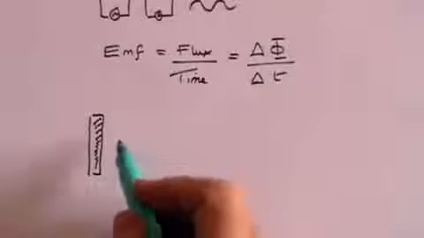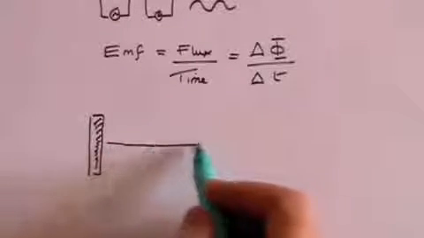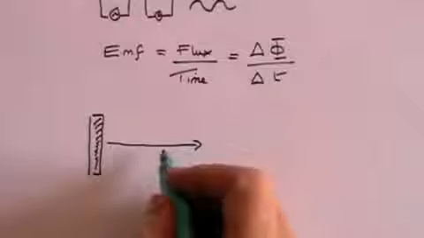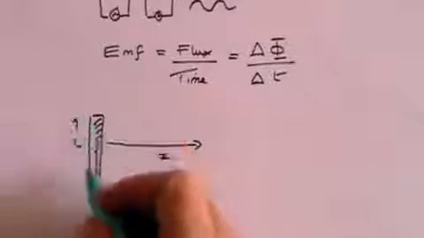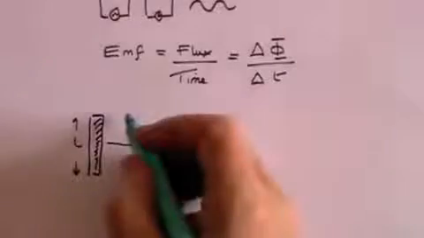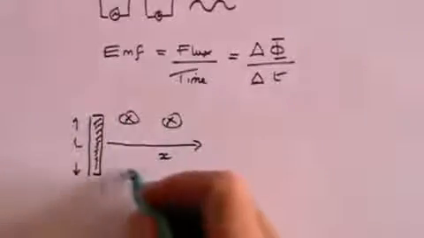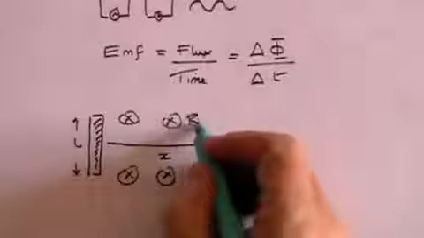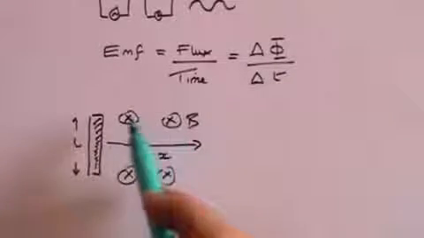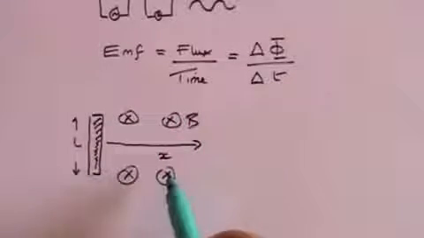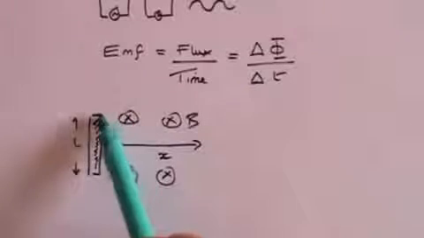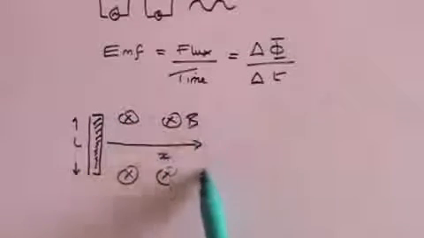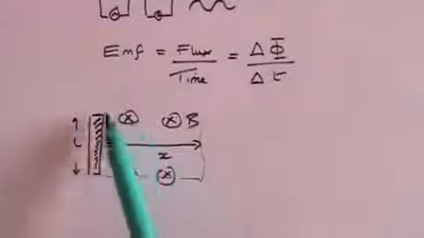And what we're going to do is we're going to move it a distance x in this direction. The length of the wire is L. And there's a magnetic field of value B going into the paper. Again, we represent the magnetic field going into the paper with an X in a circle, rather like the arrow moving away from you. What is the flux that is going through this area?